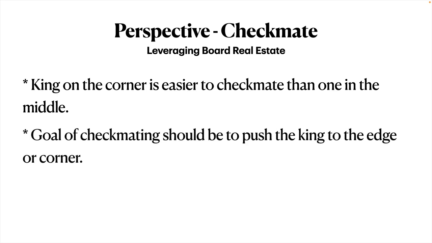The goal of checkmating should be to push the king to the edge or the corner. Now, most of you would have learned how to checkmate with a lone king and queen against a king. And probably you just learned it because somebody showed you how to do it. But when you think of it from the perspective of leveraging the board real estate, then you can actually derive your own method. Because the goal is to push the king to the edge or the corner.